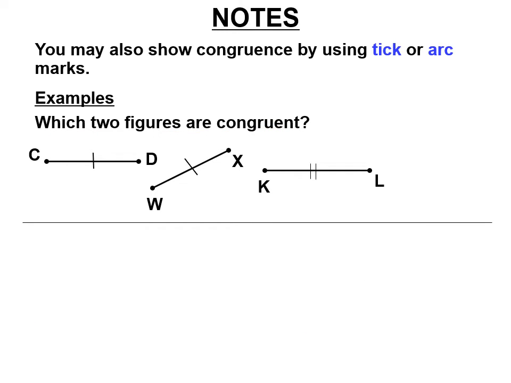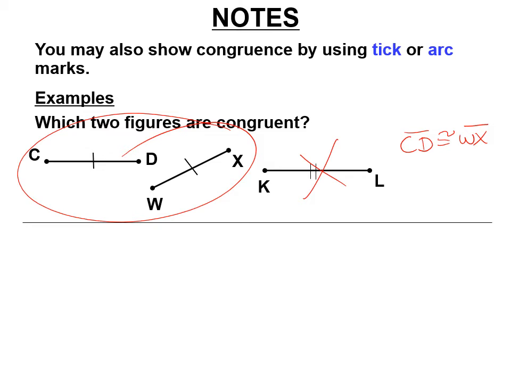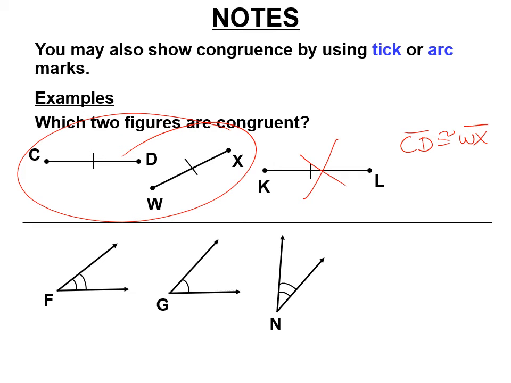Right, so these little marks here are called tick marks. If two line segments have the same amount of tick marks, that means they're congruent. So which two are congruent? These two are congruent. So we would say line segment CD is congruent to line segment WX. We don't know how long they are, but we know they're the same length through those tick marks.